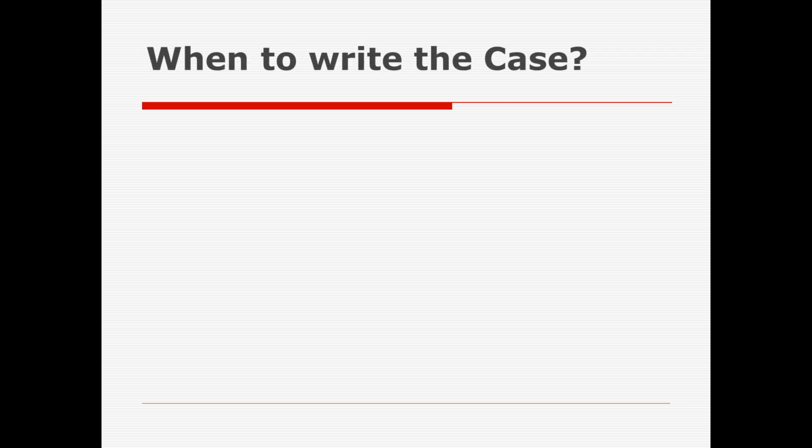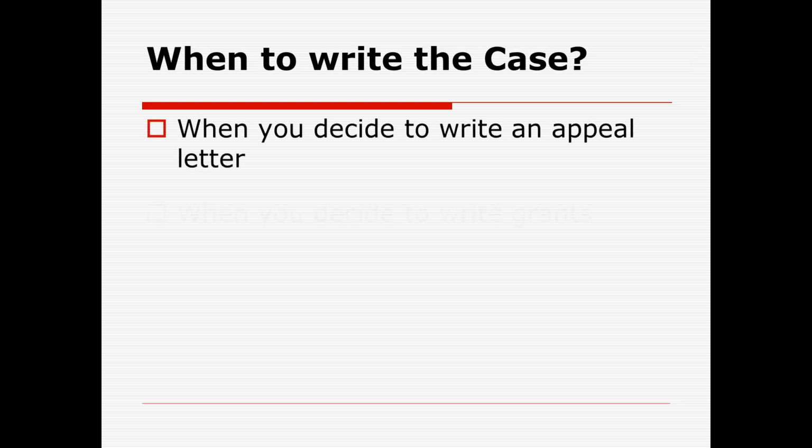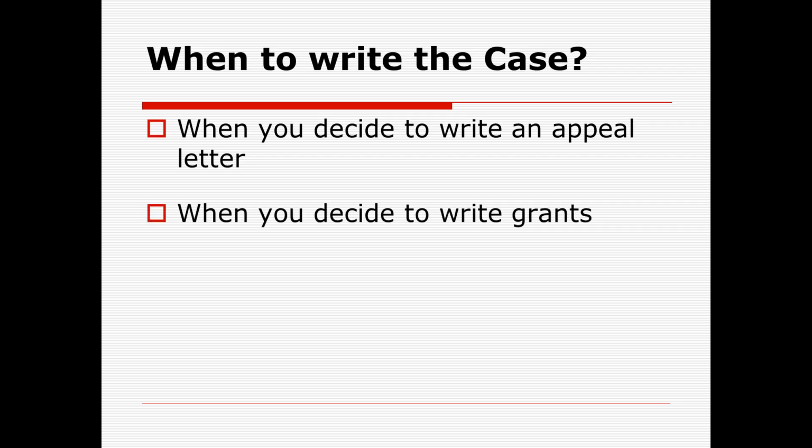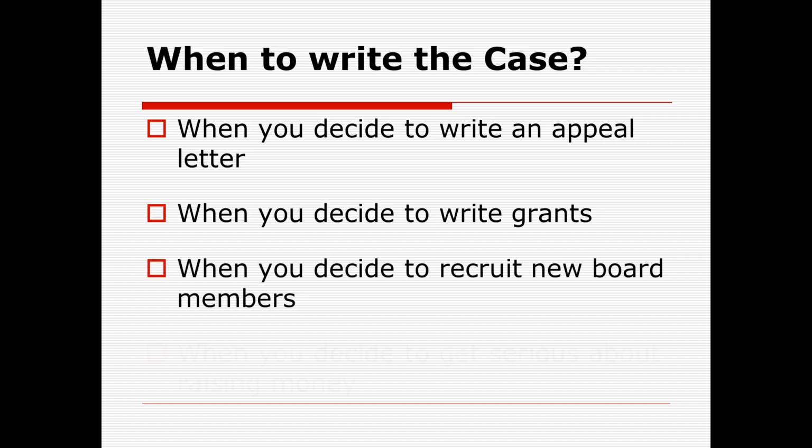Okay, so when do you write a case? Well, if you're going to write an appeal letter, you should have a case for support, because the appeal, what you're asking for, needs to come out of the case for support. If you're going to write grants, you never write a grant that is not based upon your case for support. So that case is your primary document for doing an appeal, for writing grants. I love a case statement when I go out to recruit new board members. If you can sit down with somebody you want to recruit for your board and you hand them that case for support and they can see what you're doing, who you are, what you're doing, where you're going, and what your needs are, that's exciting for them because they feel like, okay, I'm joining a board or being considered for a board that is really serious about what it's doing.